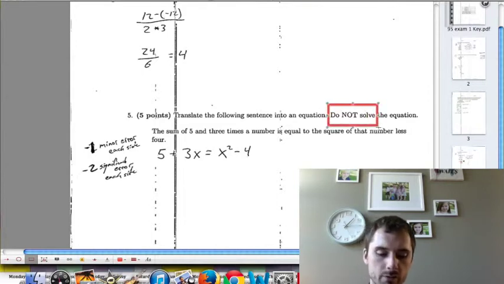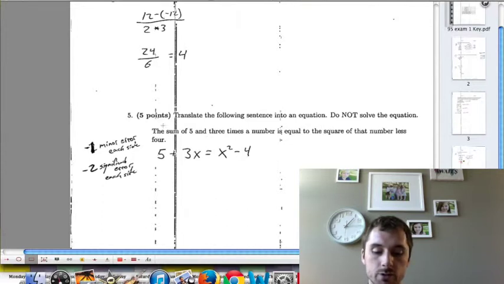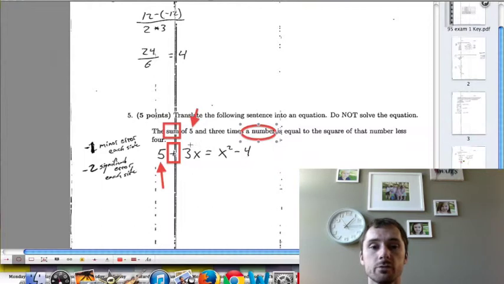Okay, for number 5, we have translate the following sentence into an equation. Do not solve the equation. You don't have to solve it, you just have to set it up, make it a mathematical statement from this English sentence. So the sum of 5 and, so when you hear sum, you should be thinking I'm adding 2 things together. So 5 is one of the things I'm adding, and the next thing I'm adding is 3 times a number. I don't know what that number is, so I'm going to give it a variable.